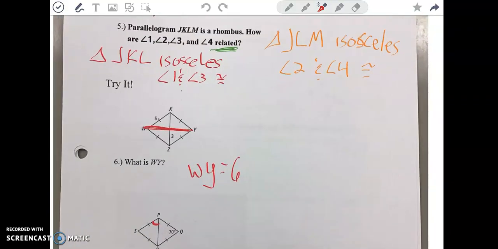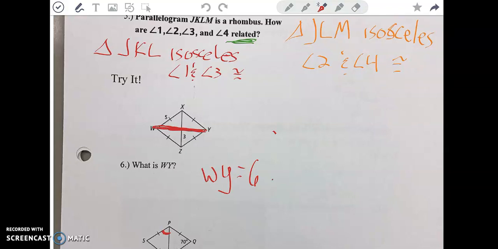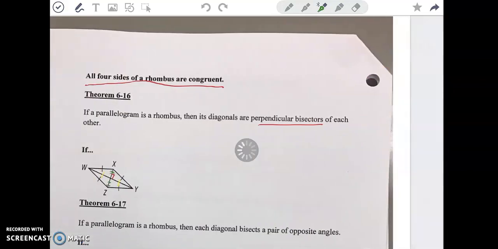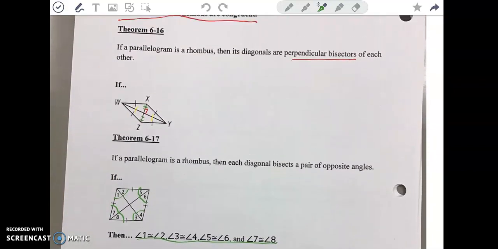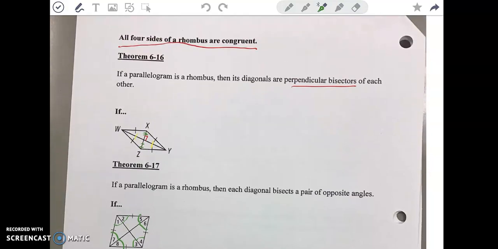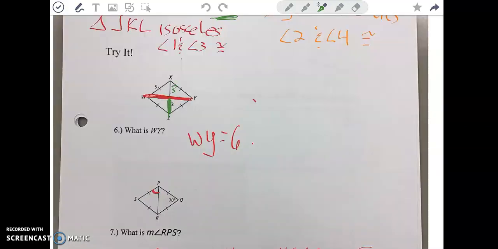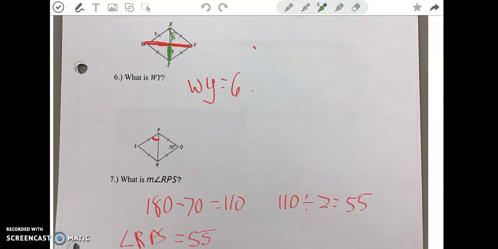Okay, number 6. We are looking at WY, which is this whole thing. Well, the reason why WY is 6 is because of this Z middle, which is 3. If that's 3, this is 3. But at the same time, the diagonals are equal to each other based off of what we just talked about here. Perpendicular bisectors of each other. So XZ is going to be 6, therefore WY is also going to be 6.